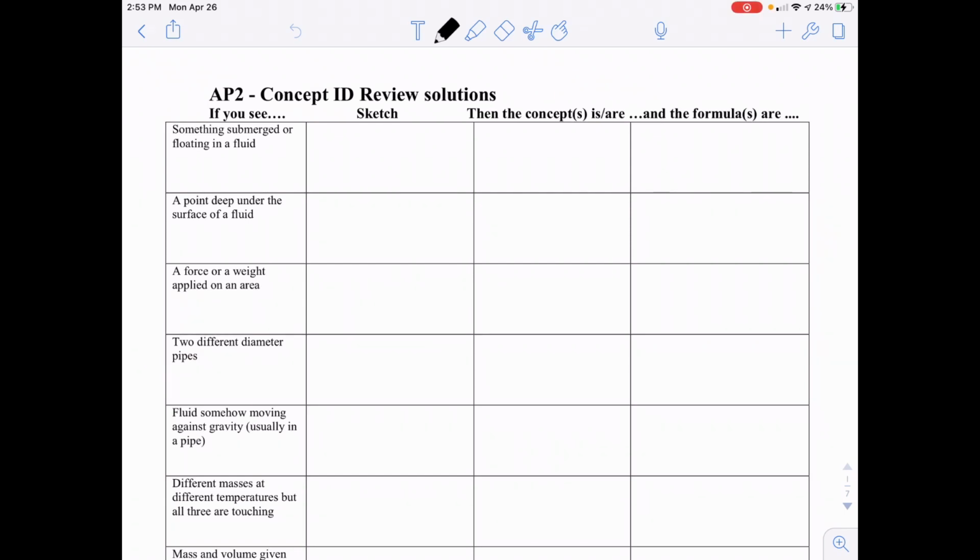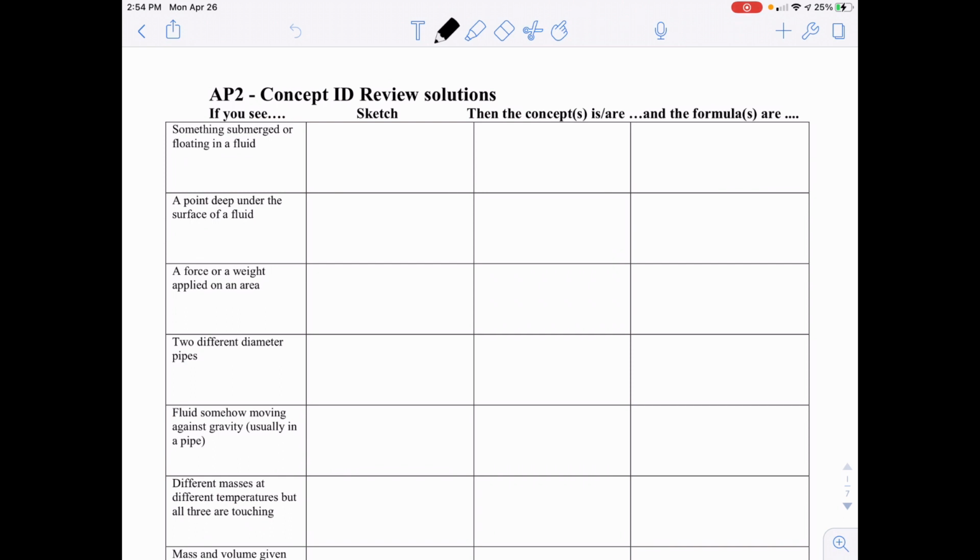Hello and welcome back. In this video, we're going to be taking a look at concept identification in the AP Physics 2 course. In the left-hand column, you're going to see given prompts, phrases of possible AP exam question scenarios that have essentially been seen in the 5 years of AP Physics 2 exam testing. We're going to try and draw a sketch of these so we can get a visualization, and we're going to relate this to any and all concepts and the relevant formulas that would go with them.